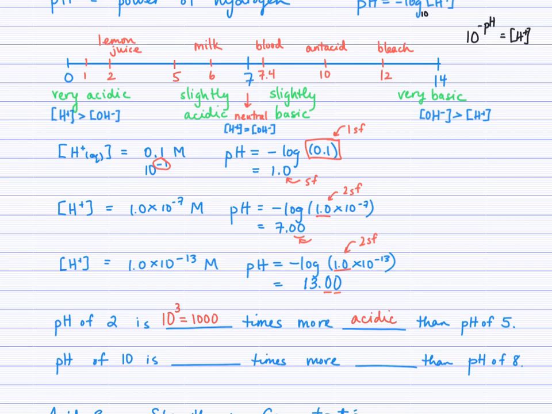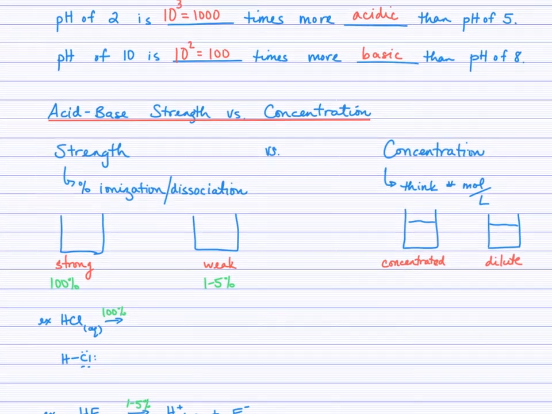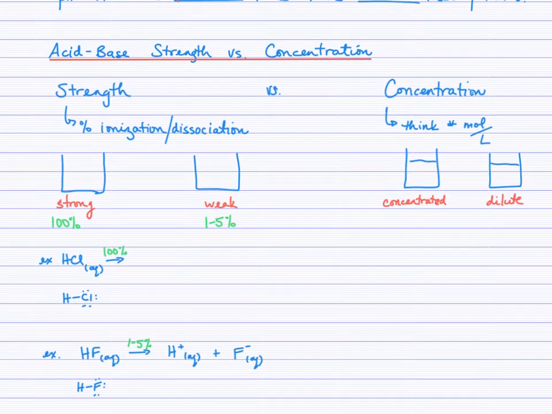Can you complete the second statement? A pH of 10 compared to a pH of 8. A pH of 10 is how many times more, either acidic or basic, than a pH of 8? Okay, hopefully you were thinking 10 to the 2, which is 100 times more basic, seeing as the 10 is greater than the 8.